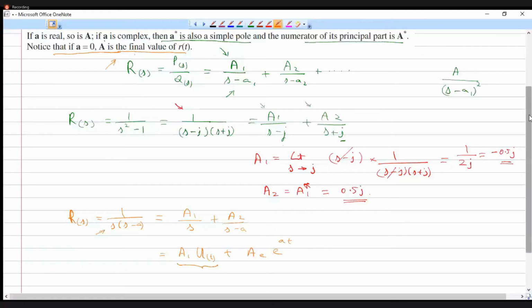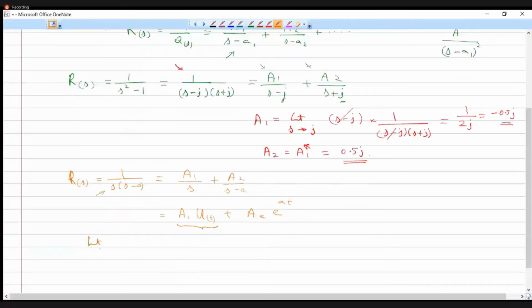So I take the limit t tends to infinity. What is the meaning of final value? It means that as time tends to infinity, what will be the value of the function? That is called the final value of this function. So as limit t tends to infinity, r of t, what is going to happen? In the time domain, you have to use the lowercase; in the frequency domain, you have to use the uppercase.